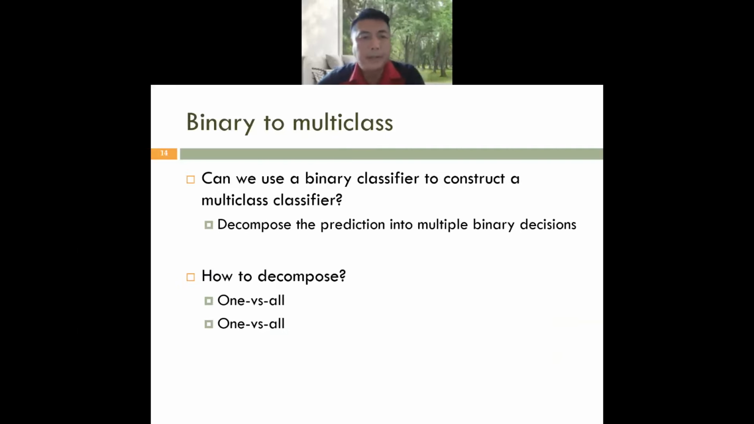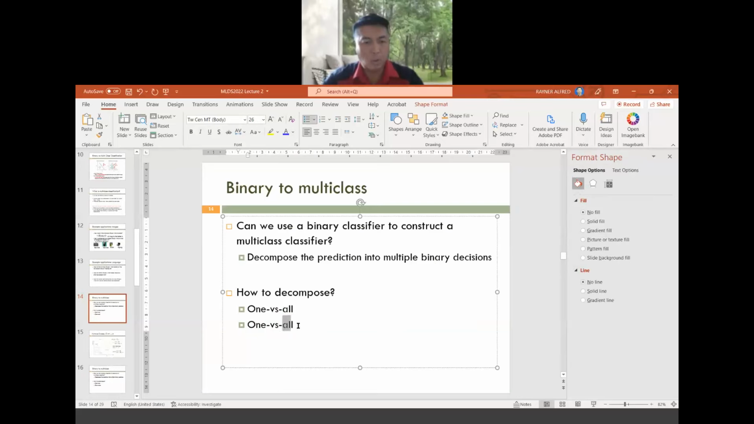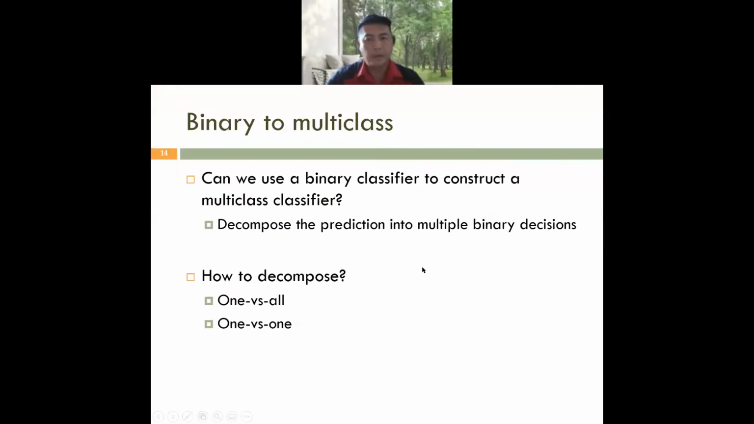Okay, so based on our knowledge in binary classification, can we use a binary classifier to perform multi-class classification? Can we use a binary classifier to construct a multi-class classifier? Yes, we can. What we can do is decompose the prediction into multiple binary decisions. So how to decompose? This one is supposed to be one versus one.